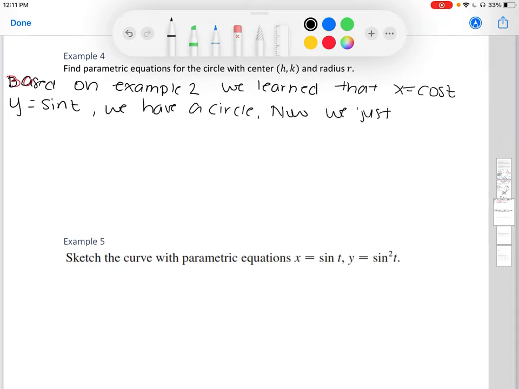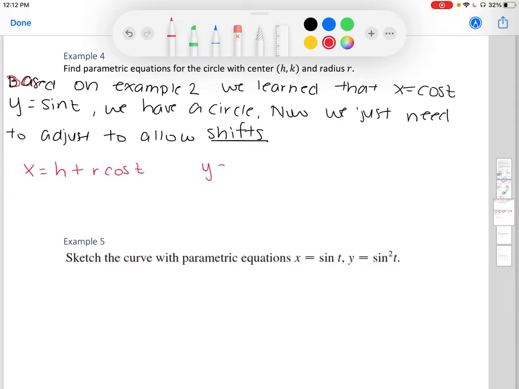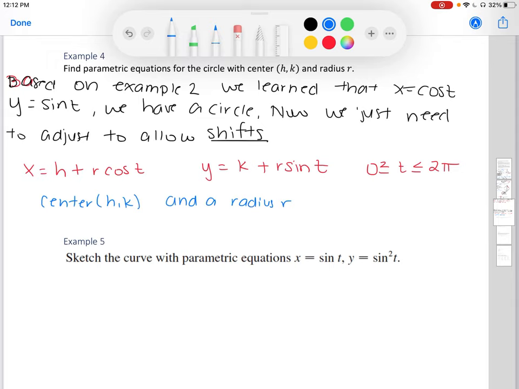Now we just need to incorporate or adjust our functions to allow shifts. Shifts where we can make our circle bigger and smaller, and also add some type of shift. So this gives us x equals h plus r cosine of t, and y equals k plus r sine of t. And we write a restriction for t, where 0 is less than or equal to t, less than or equal to 2 pi. So this allows us to have a circle with a center h, k, and a radius r. And there we have it.